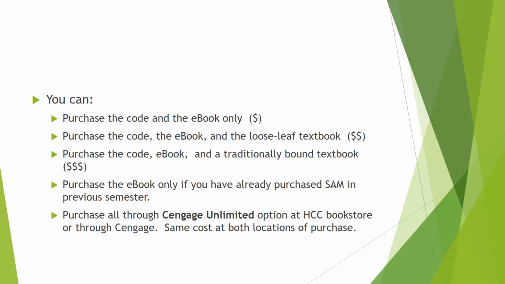You have options too of how much you can buy. You can buy just the code and the ebook. That's the most minimal amount that you can get. You can purchase the code, the ebook, and the loose leaf textbook together. You can get the code, the ebook, and a traditional bound textbook. That's your most expensive option. The ebook always comes with the code. But you can also purchase the ebook only if you've already purchased SAM in a previous semester. So any of our returning students, don't buy SAM again because you've already bought it once. Or of course you can purchase everything through the Cengage Unlimited. And you can get the same price for Cengage Unlimited whether you're at the HCC bookstore or if you go through the publisher.